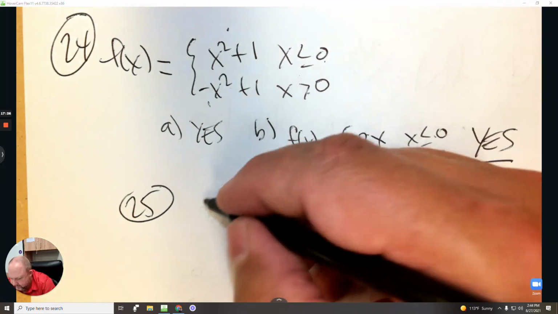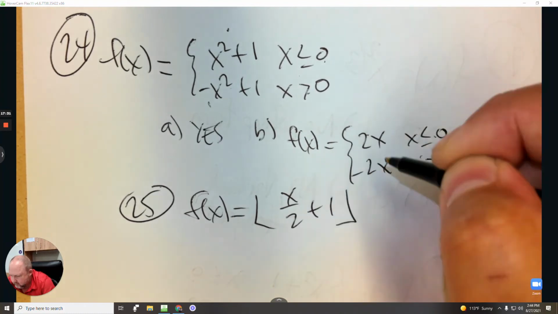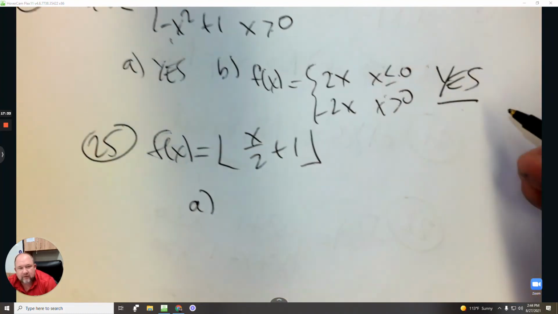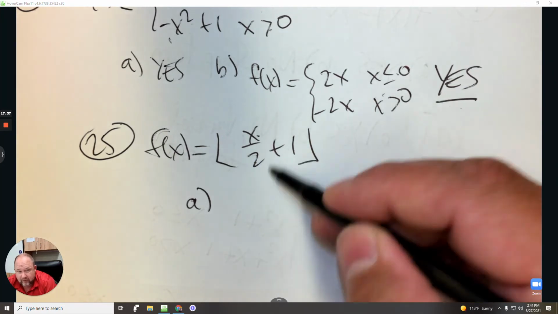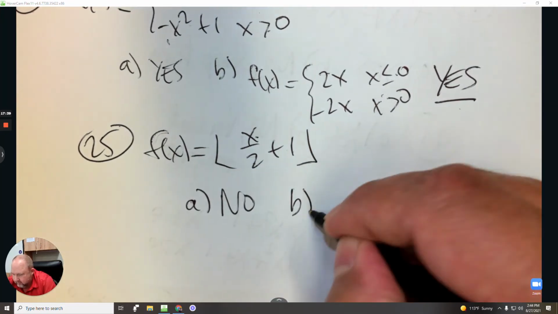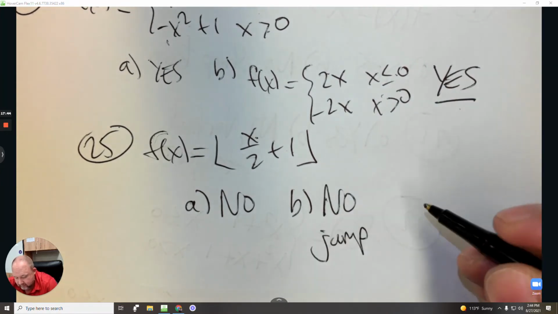25. This is a step function. Is it continuous at 0? So when I plug in 0, I get an integer. There's a jump. So the answer is no. Does the derivative exist there? The answer is no, because there's a jump in the graph at every integer.